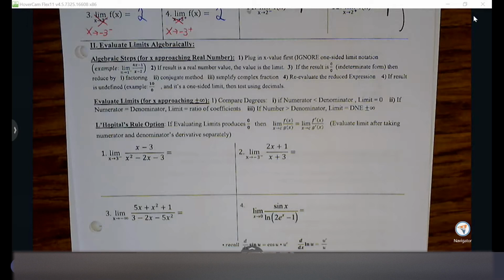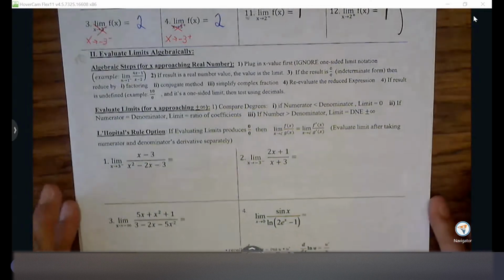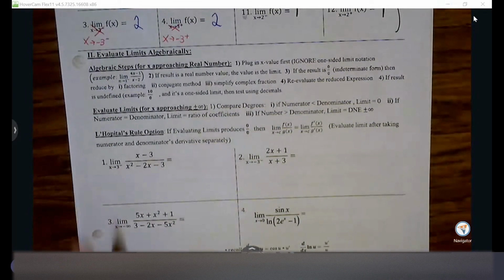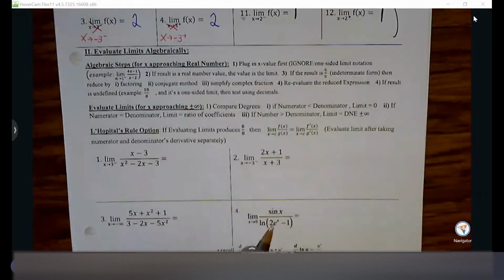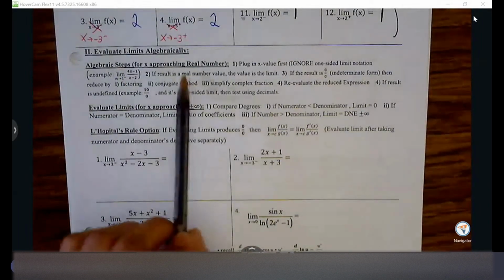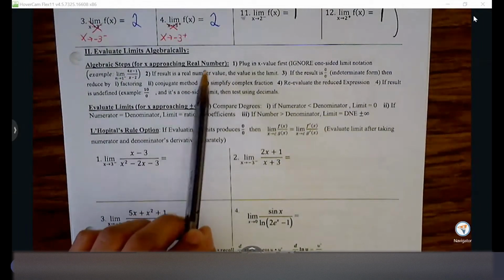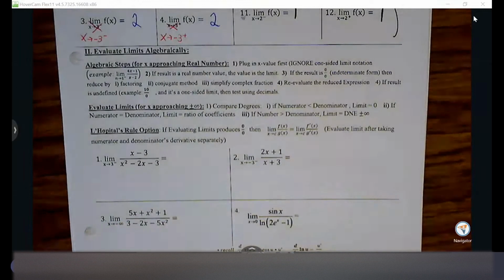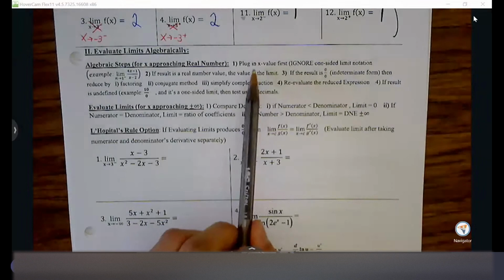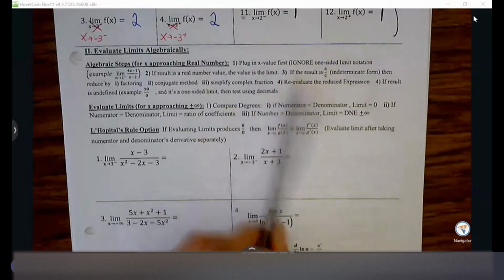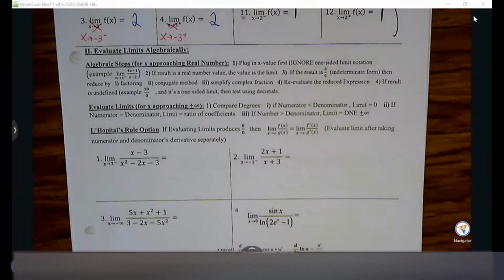And we have 2 different ways of dealing with these problems, or 2 varieties of steps to handle these 2 scenarios. So let's focus on real numbers first. That means limit as x approaches 3, or limit as x approaches 0, or x approaches 5. The first thing we do is we just plug in that x value, that whole number. You may see a one-sided limit attached to it, but no decimals. You're just going to plug in that whole number.